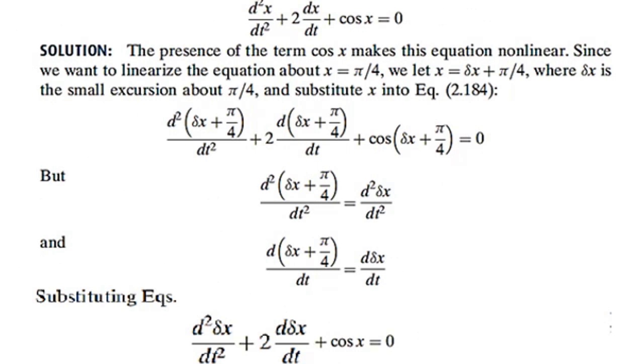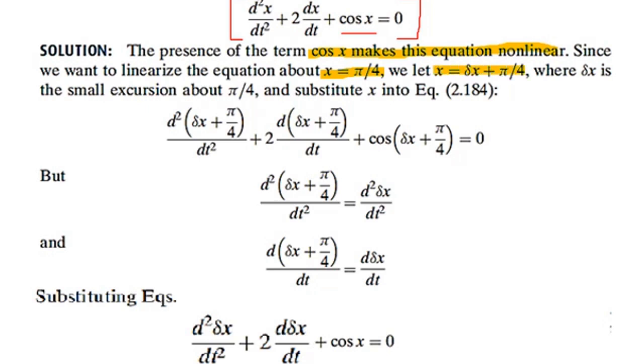Dear students, now we will study with the help of an example how to linearize a nonlinear ordinary differential equation of a system. If you analyze the given ordinary differential equation, the given system is nonlinear due to the presence of the cos function in its ODE. Now we will linearize it about the point x equals pi by 4.